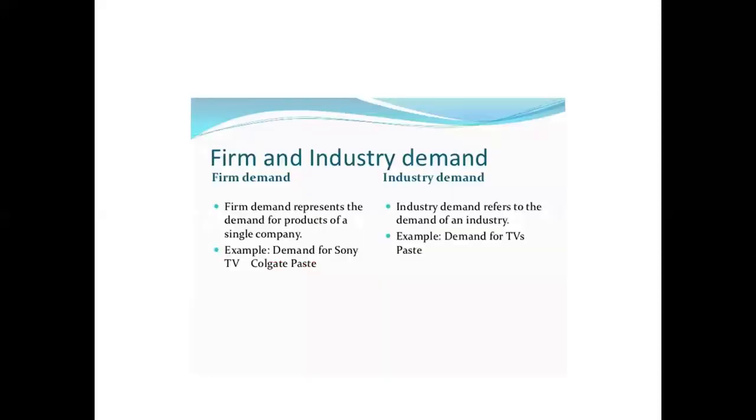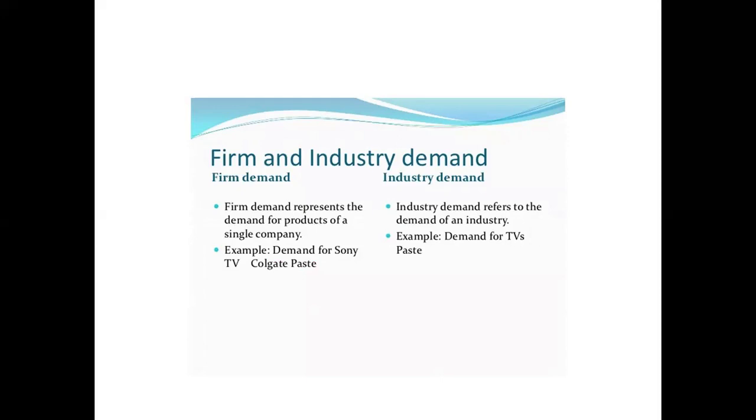Next, see, firm demand and industry demand. Firm demand is often referred to as company demand. So what happens in firm demand? When we are talking about the products of a particular company, specifically about a particular company, then it's a firm demand. But when we are talking about a particular commodity from any company, a whole lot of products of any company, then it is an individual demand.